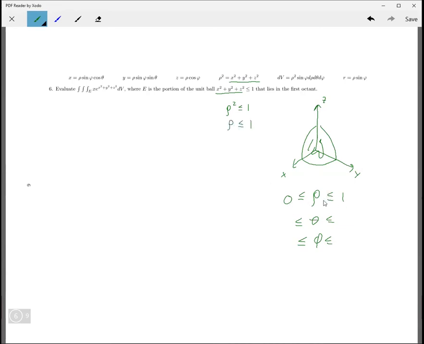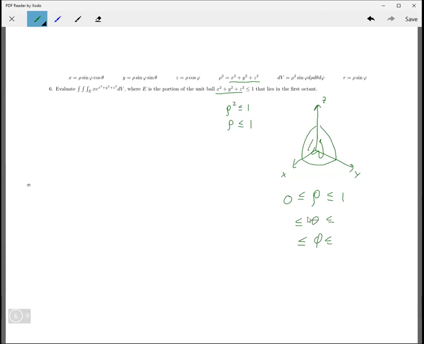Just that, okay? If you had some other number here, like 49, last time we had 49, right? So it was rho less than or equal to 7. But this is just a 1, so rho is between 0 and 1. Great, okay, what about theta?